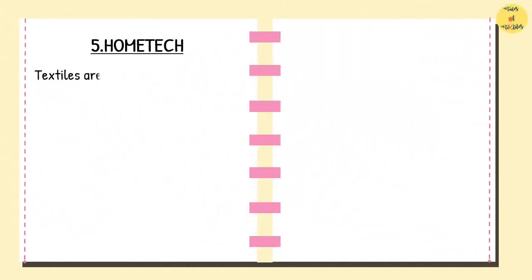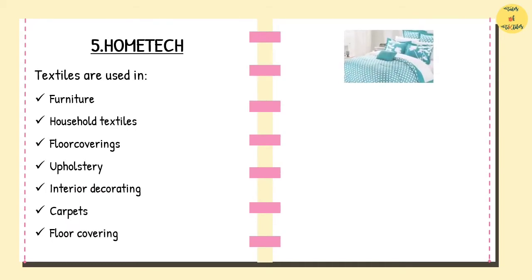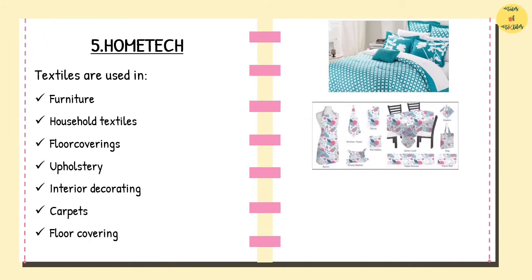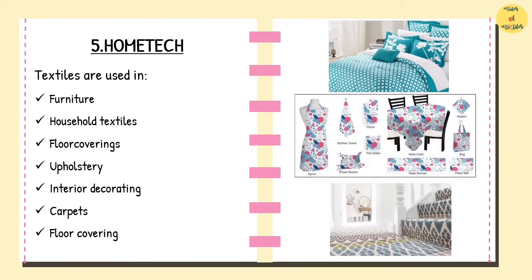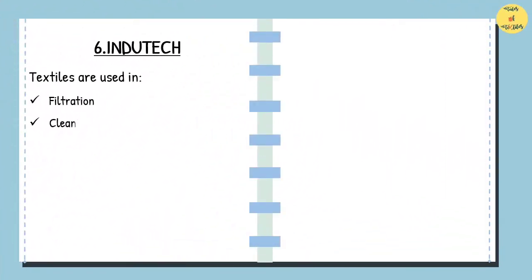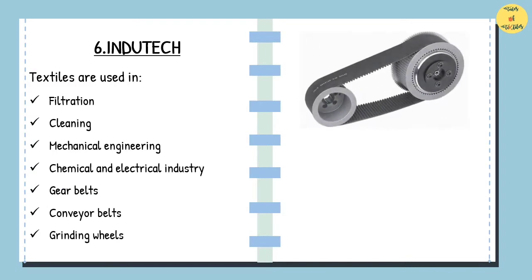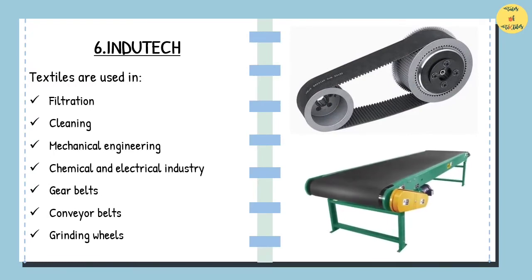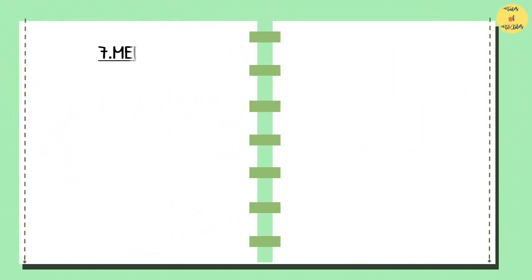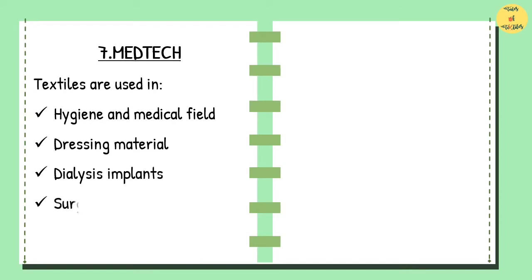Hometech textiles used in furniture, household textiles, floor coverings, upholstery, interior decorating, carpets, floor covering. Indutech textiles used in filtration, cleaning, mechanical engineering, chemical and electrical industry, gear belts, conveyor belts, grinding wheels. Medtech textiles used in hygiene and medical field, dressing material, dialysis, implants, surgical gowns and thread.